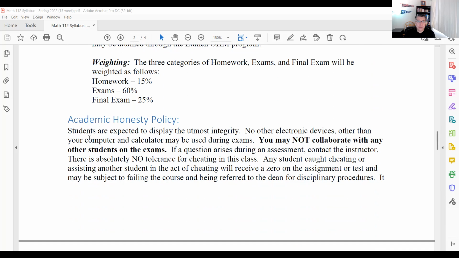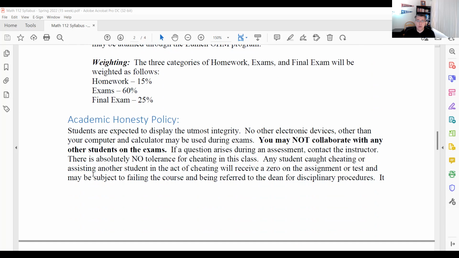Academic honesty policy: students are expected to display the utmost integrity. No other electronic devices other than your computer and calculator may be used during the exams. You may not collaborate with any other students on the exam. If a question arises during an assessment, contact the instructor. There's absolutely no tolerance for cheating in this class.